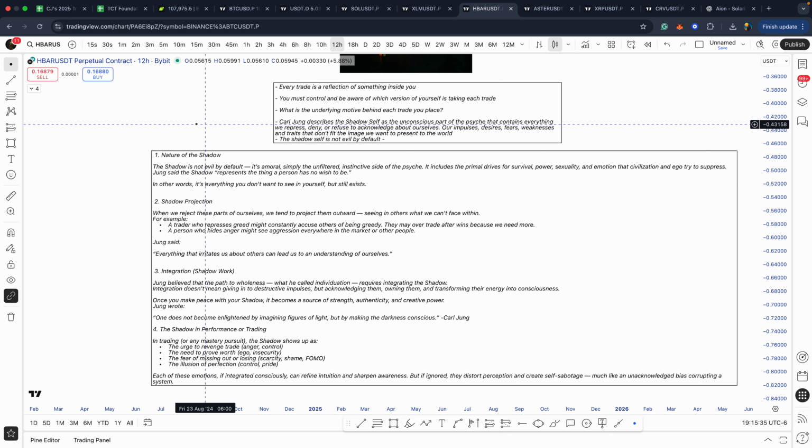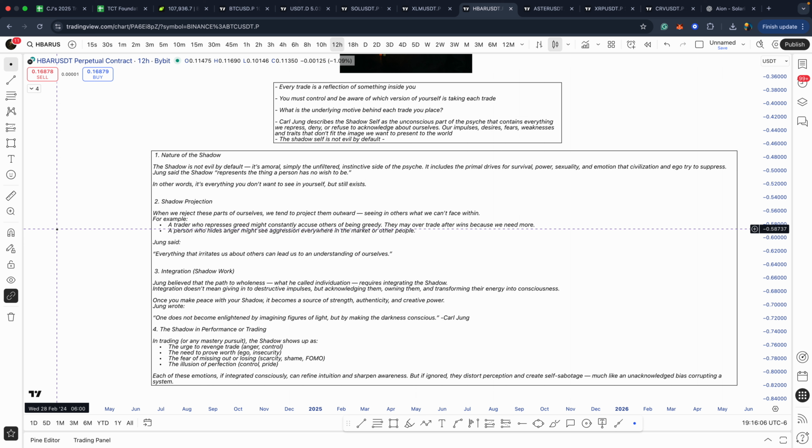So we're talking about Carl Jung. Carl Jung describes the shadow self as the unconscious part of the psyche that contains everything we repress, deny, or refuse to acknowledge about ourselves. Our impulses, our desires, fears, weaknesses, and traits that don't fit the image we want to present to the world. So in other jobs, you can put on a mask, you can hide these things. In trading, it is just you and the charts. It's you versus you. This is why the shadow self is so important to trading, because you are trading against yourself.